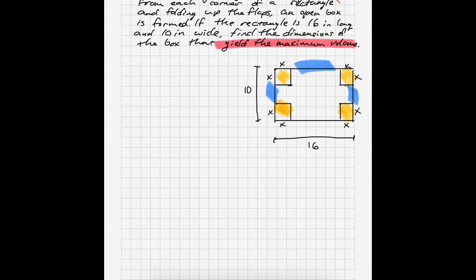Okay, so let me see what else I can do. So this length then, oh, that's interesting. Let's go with this one. This length here would have to be 16 minus 2 of the x's, right? And then let's look at maybe this one here. So this one, this length here, would have to be 10 minus 2 of the x's.